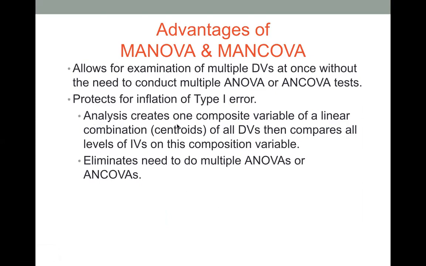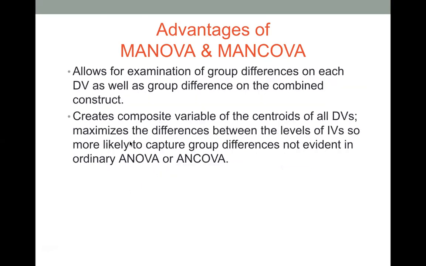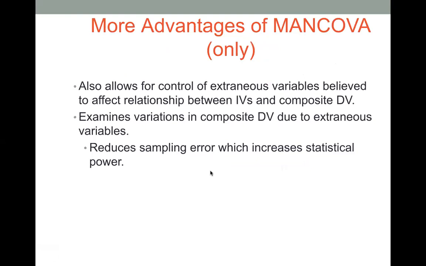The analysis creates 1 composite variable, a linear combination of all DVs, compared across levels of the IVs. Eliminates the need to do multiple ANOVAs. Allows for the examination of group differences on each DV, as well as group differences on the combined construct. Creates composite variables on the centroids of all DVs. Maximizes the difference between the levels of IVs, so more likely to capture group differences not evident in ordinary ANOVA.